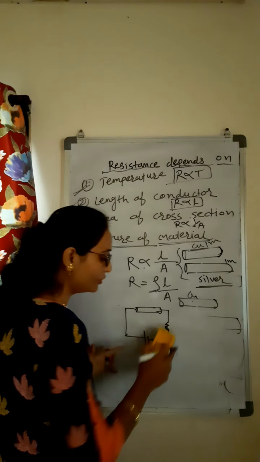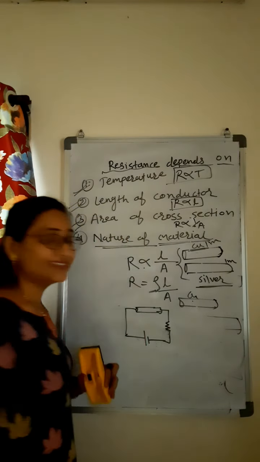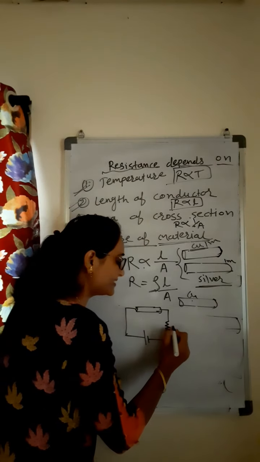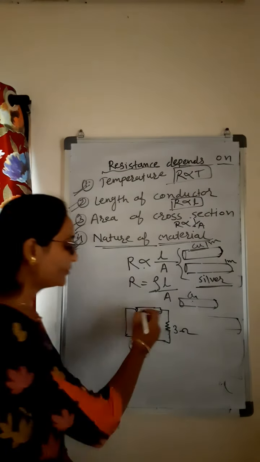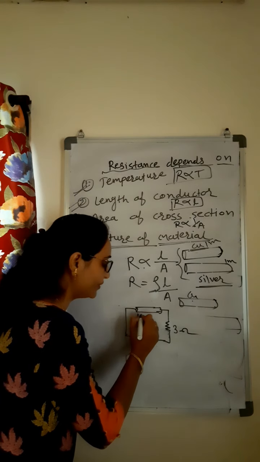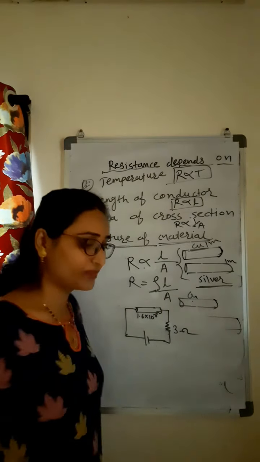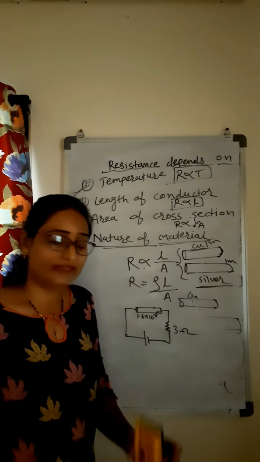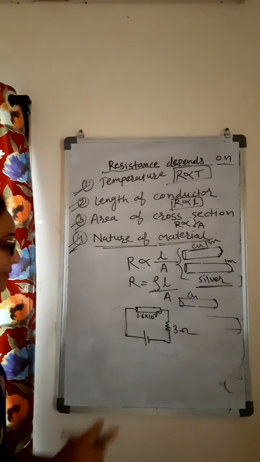I told you the symbol we draw in a circuit for resistance, like this. This is a resistance. Suppose this resistance is of 3 ohm. Suppose this is a silver conductor and its value is 1.6 into 10 raised to power minus 8.